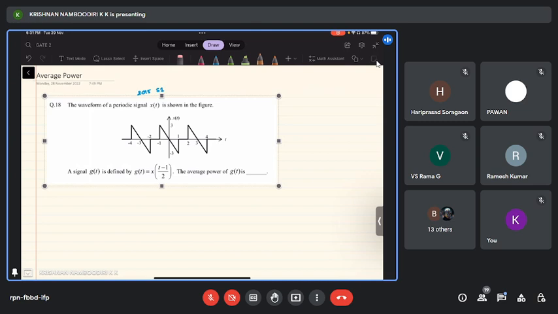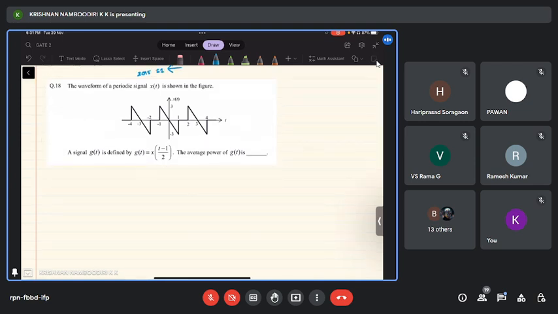This is again related with some basics of signals and systems. This is a question that appeared in the 2015 session 1 question paper. A waveform of a periodic signal x of t is given here. As you can see, it's periodic from maybe -2 to 1. The shape is this, and the same shape is repeated again, right? Correct. So this is a periodic signal.